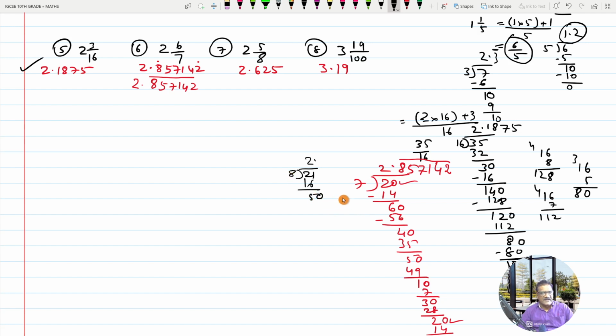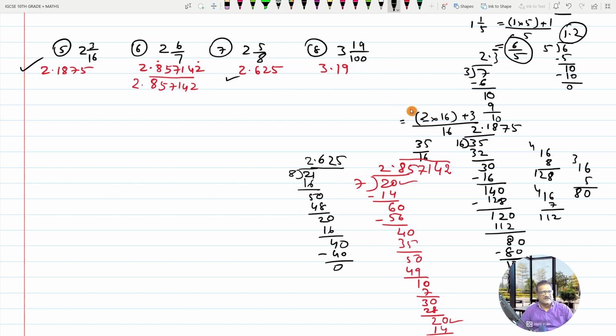Now 8 sixes are 48, 8 sevens are 56. So I'll take 8 sixes, 48, remainder 2, 0. Now 8 twos are 16. 4 is the remainder, take 0. And 8 into 5 is 40. Now here I am getting the remainder as 0. So this is a terminating fraction because the remainder I am getting is 0. So the answer will be 2.625. Whenever you get a remainder of 0, that means your fraction is terminating.